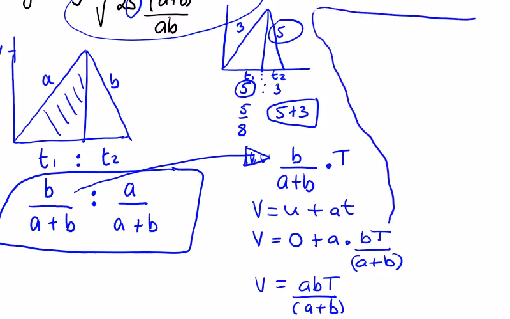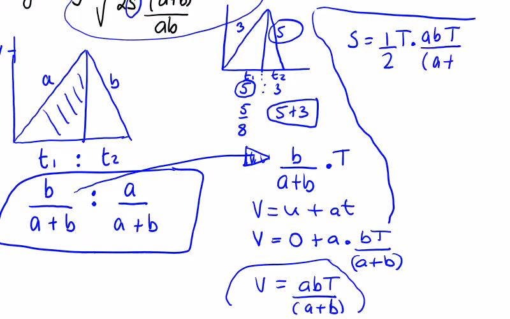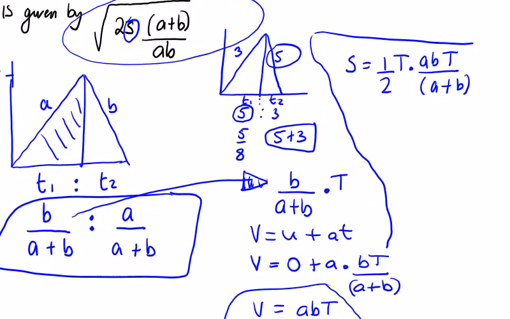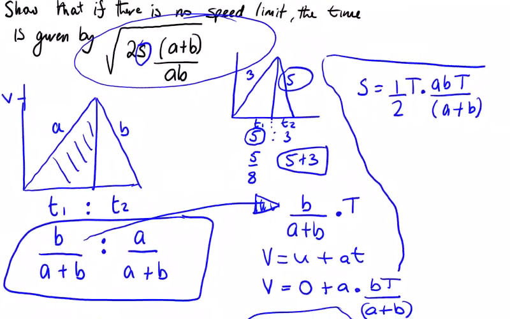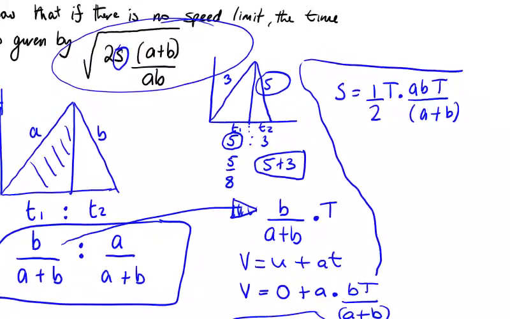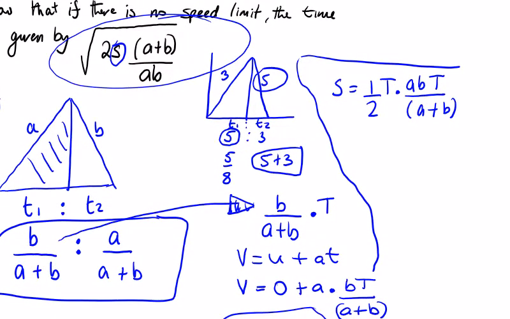We know that the area is equal to S. So S is equal to half the base, which is the total time, by the perpendicular height, which is this velocity that we've just worked out, ABT divided by A plus B. Now we're trying to solve it down for time. The time is given by, so we just want T. So you can see we're going to have a square root now because we have our T squared here.